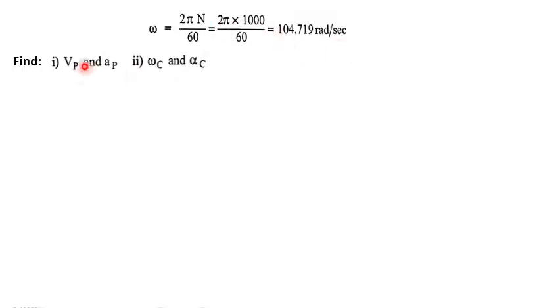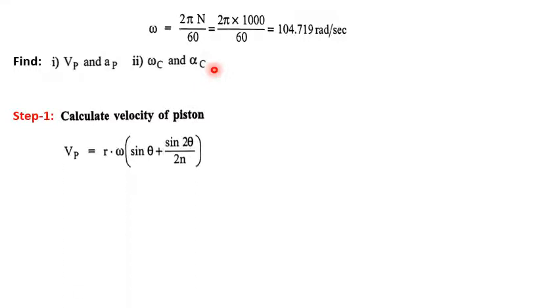So we have to find 4 points. First one is the velocity of the piston, second one is the acceleration of the piston, third is the angular velocity of the connecting rod, and fourth is the angular acceleration of the connecting rod. So let us see how to find the velocity of the piston. First we have to calculate the velocity of the piston.